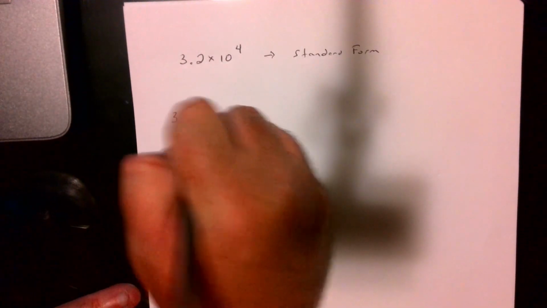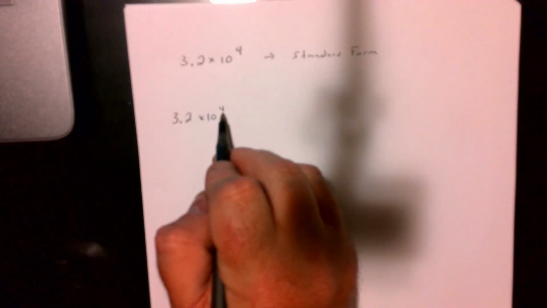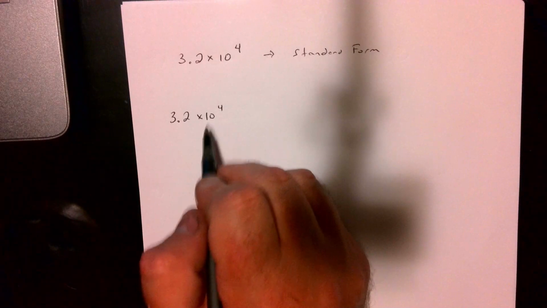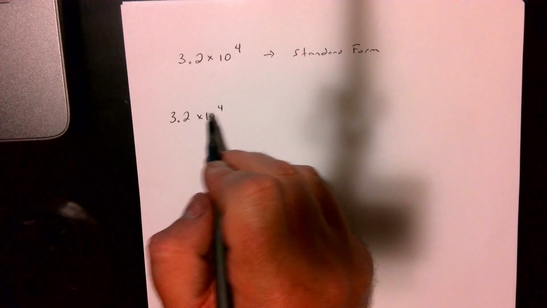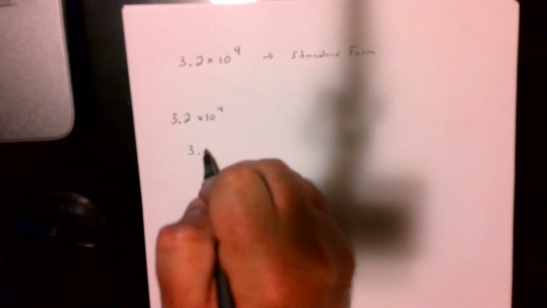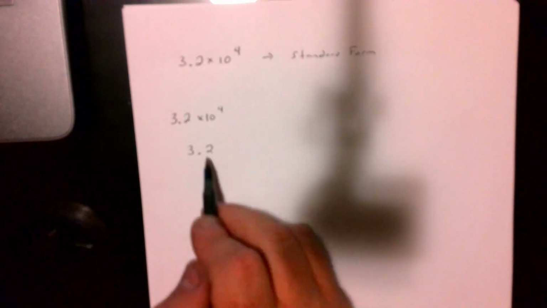All right, so let's think about it. If I got 3.2 times 10 to the fourth, that's a positive exponent. So what do we say in the first video? If it's positive, we want to make this a big number. So if I've got 3.2, which way do I need to move my decimal to make this big? Would I move the decimal to the right, or to the left, to make it a big number?